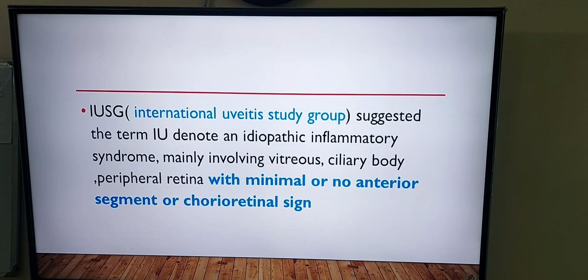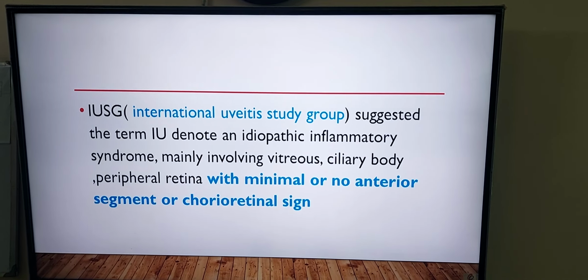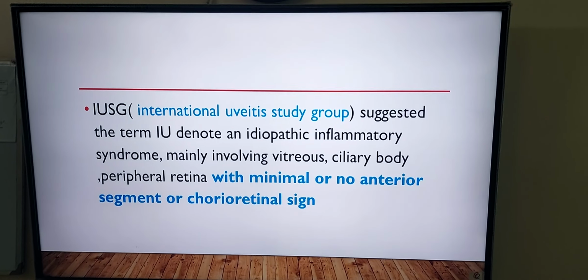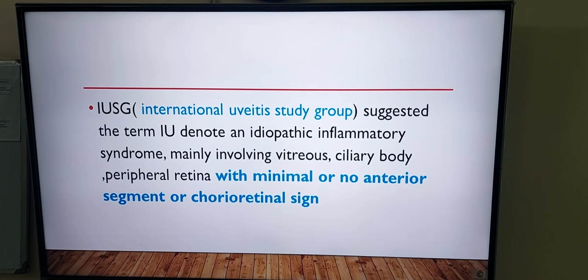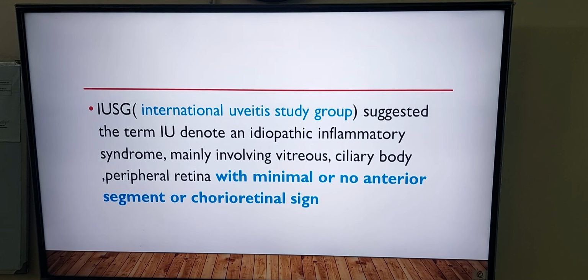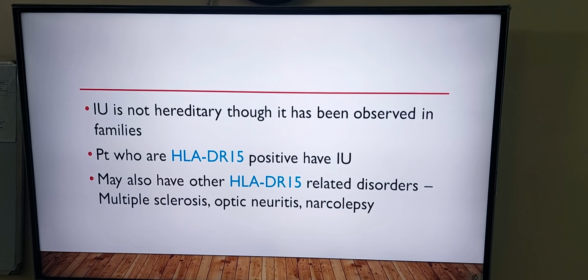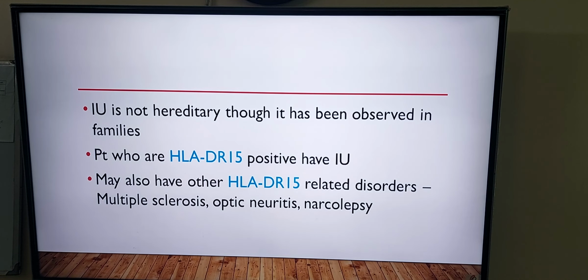The International Uveitis Study Group suggested that the term intermediate uveitis denote an idiopathic inflammatory syndrome mainly involving the vitreous, ciliary body, and peripheral retina with minimal or no anterior segment or chorioretinal signs. Intermediate uveitis is not hereditary, though it has been observed in families. Patients who are HLA-DR15 positive have intermediate uveitis.